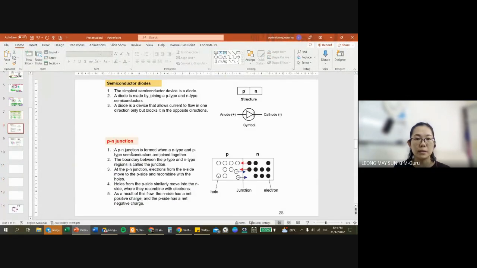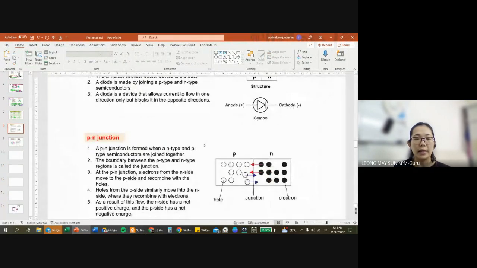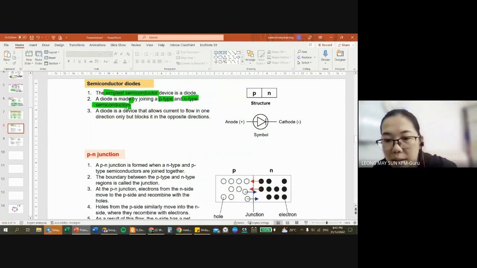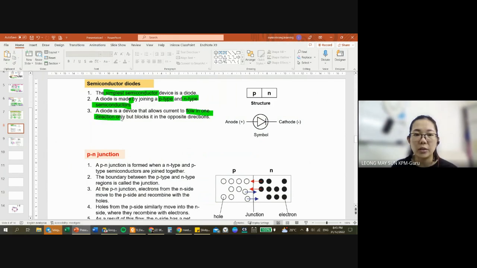The basic thing you need to know is that a semiconductor diode is a device, the simplest device in semiconductors. It's made by joining a p-type and an n-type semiconductor together. That's the reason why I wanted to teach you what n-type and p-type are first. So a diode joins a p-type semiconductor and an n-type semiconductor next to each other, and this device allows current to flow in one direction only, but blocks the opposite direction.